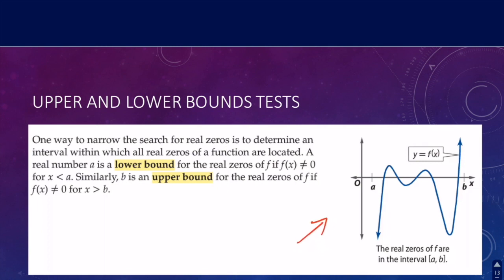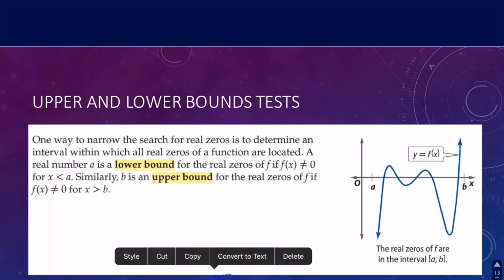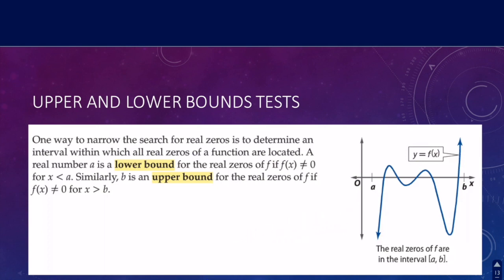And wouldn't it be nice if we could find some value a that's all the way to the left of all the zeros, and this number b on the x-axis that's all the way to the right of all the zeros? That would be this idea of bounding all of the zeros of the function. So one way to narrow the search for real zeros is to determine an interval within which all real zeros of a function are located.